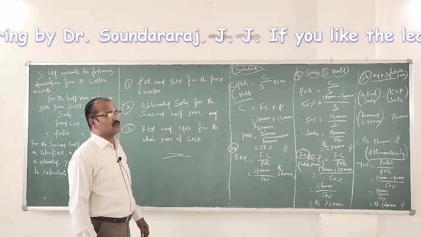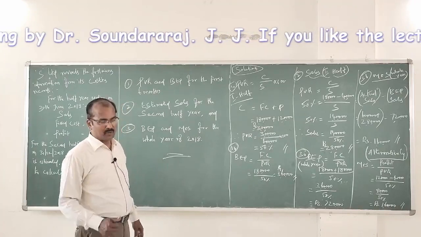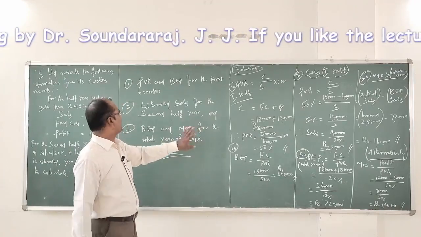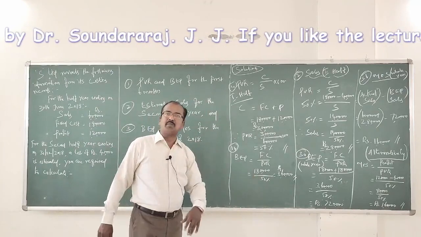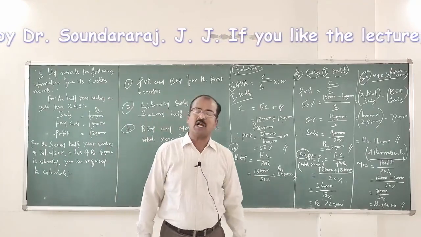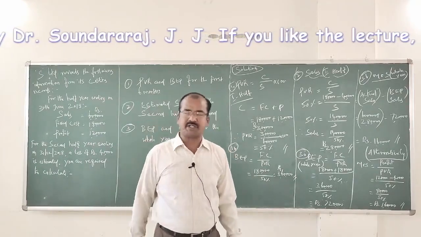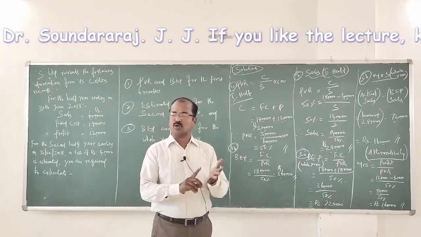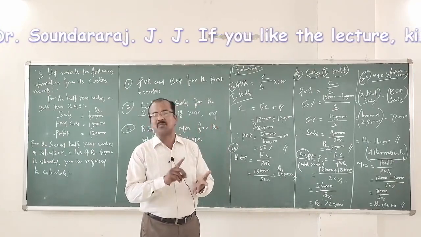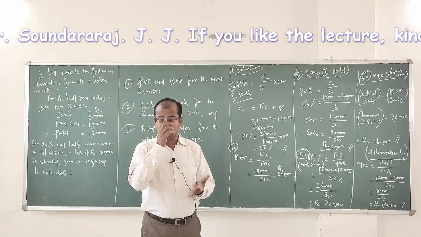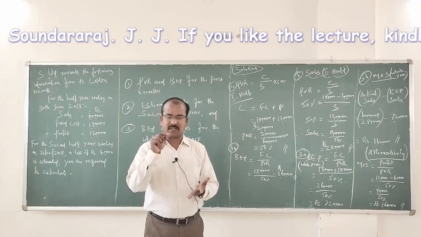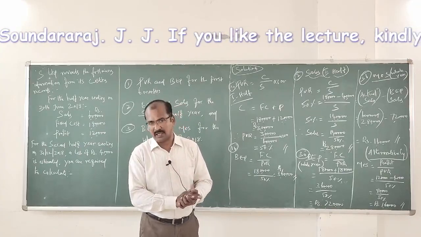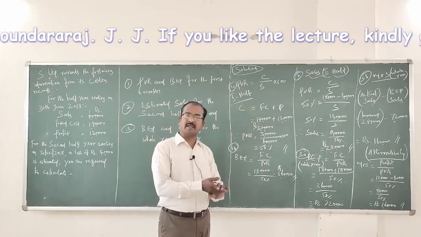Now let us get into answer requirement 1A. That's nothing but PVR. What is the formula for calculating profit volume ratio in the situation where we are informed about sales, fixed cost and profit? It is apt to use the first formula, which is contribution divided by sales into 100. Fine, that's what I have written here.